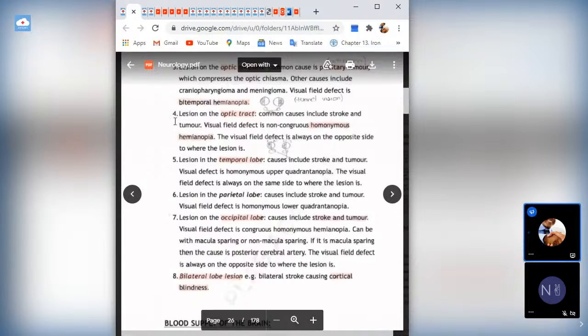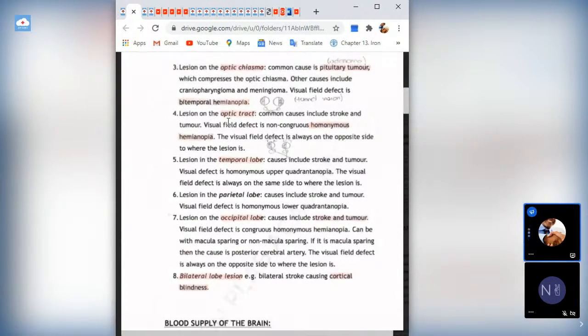Then a lesion on the optic tract, like I mentioned, is very similar to the lesion in the brain itself. So you have a contralateral homonymous hemianopia. Non-congruous homonymous hemianopia.